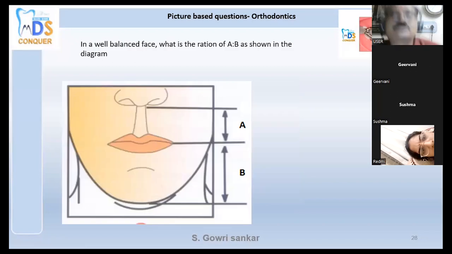Now, coming to this, I'm not going to the very basics, which you already read in your BDS curriculum. They may ask about the ratios. They may put a diagram of the length of the face and breadth of the face and ask what type of face it is. This question about the well-balanced face was given in the Public Service Commission exam of one of the states. In a well-balanced face, what is the ratio of A to B?